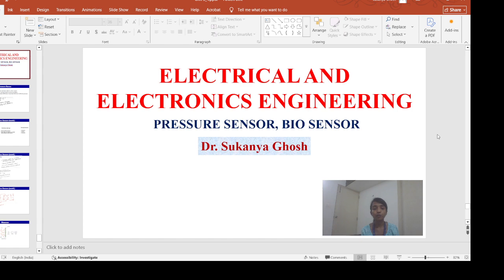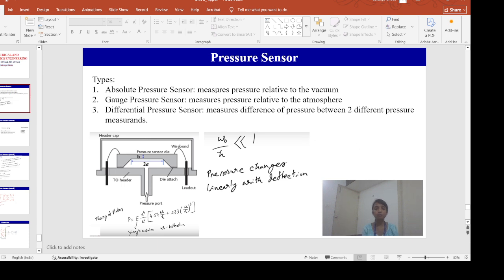It is based on pressure sensor and biosensor. So what is a pressure sensor? Pressure sensor, as the name suggests, it is used to measure the pressure. It can be pressure of a liquid, pressure of the gas chamber, like that. So pressure sensor, it is mainly classified into three types.